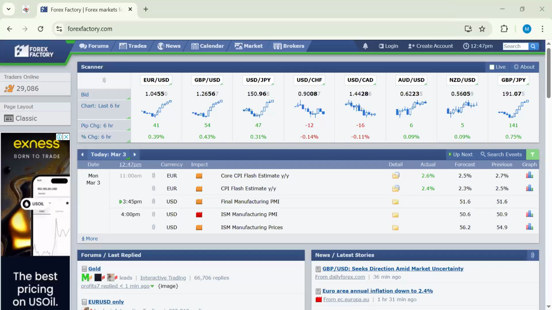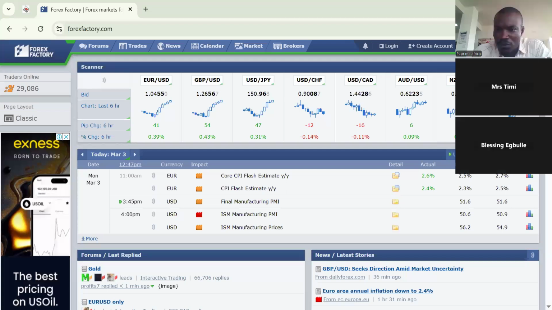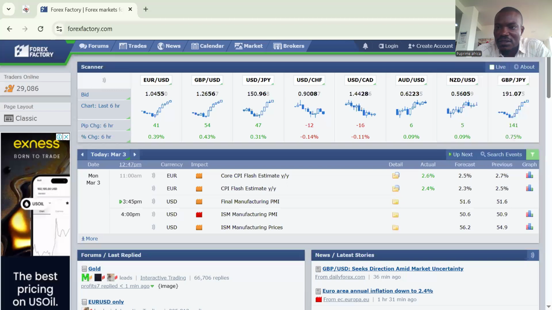So today is 3rd of March. This is the first trading day for the month of March. So I'm not expecting much movement from the market today.